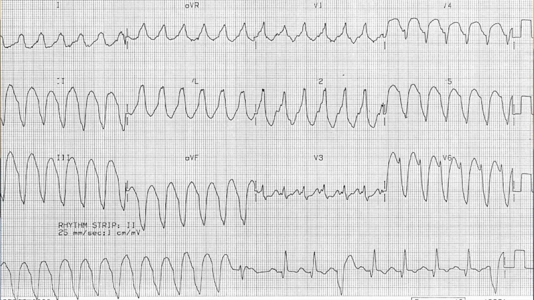So what it means is there is widening of the RS interval. And if the RS interval is more than 100 millisecond, or in other words, if the Brugada sign is present, the specificity for VT is 98%, which means this is highly likely to be VT rather than NSVT.